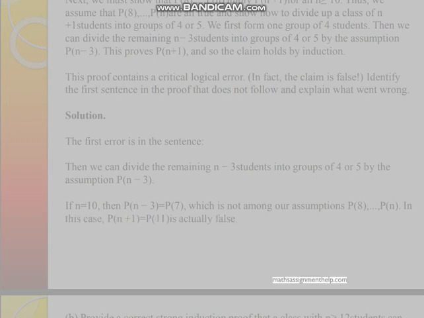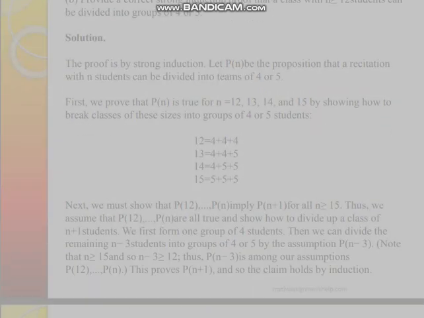B. Provide a correct strong induction proof that a class with n greater than or equal to 12 students can be divided into groups of 4 or 5.